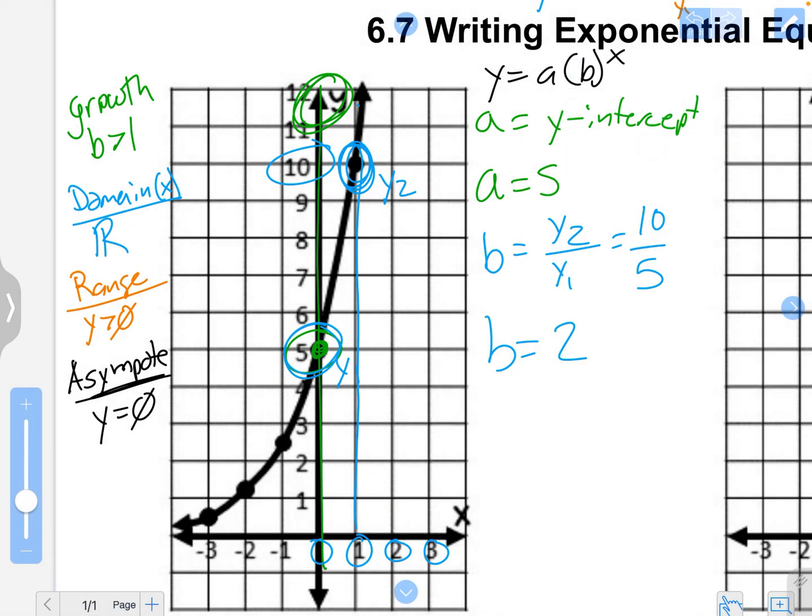So now I'm ready to write my equation. I'm going to go y equals, next is our a, which we said is 5. Then we go parentheses, our b, which is 2. And the most important part is we have to put that x there for the exponent.